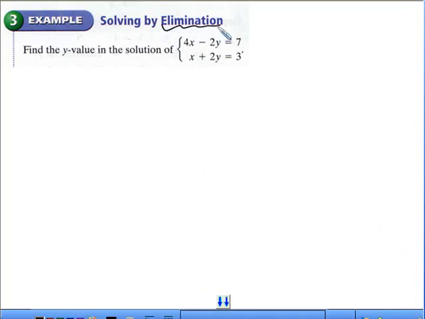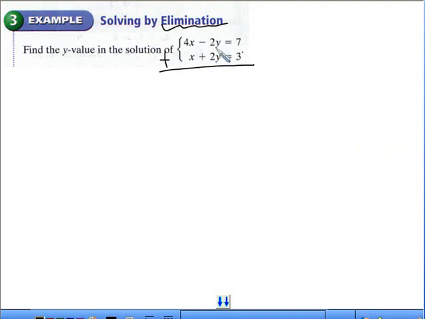Alright, the elimination method, we're going to do exactly that. We're going to eliminate one of the variables. Sometimes we'll get a nice problem like this, where if we just combine these two equations together, one of the variables will immediately eliminate. That won't always be the case, but sometimes you'll get a nice problem like this.